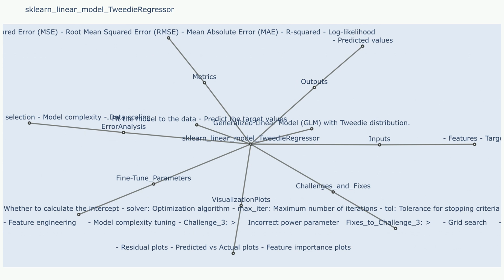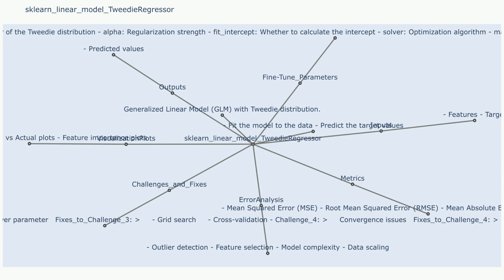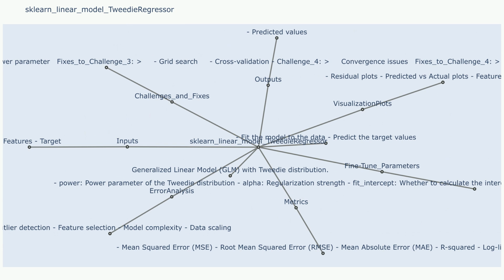Challenge 2: zero inflation in count data. This occurs when there is a higher proportion of zeros in the data than expected under the Poisson distribution. Sample use case: analyzing the number of purchases made by customers at a store, where a large number of customers made no purchases. Fixes: use a zero-inflated Poisson (ZIP) or zero-inflated negative binomial (ZINB) regression model to account for the excess zeros. Separate the data into two groups, zero and non-zero, and fit separate models to each group.